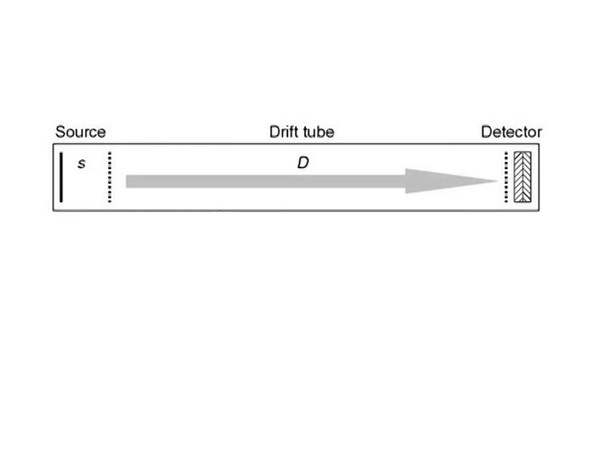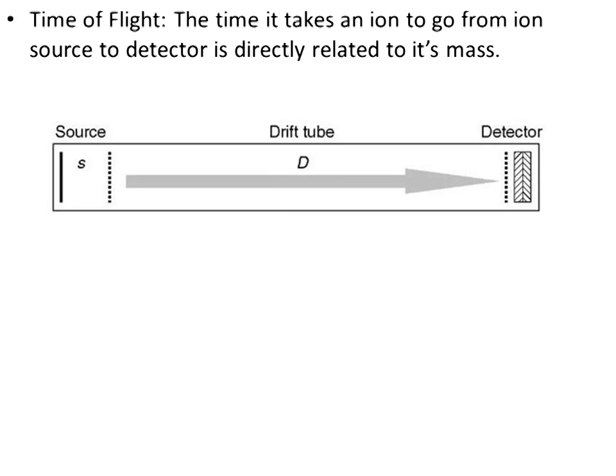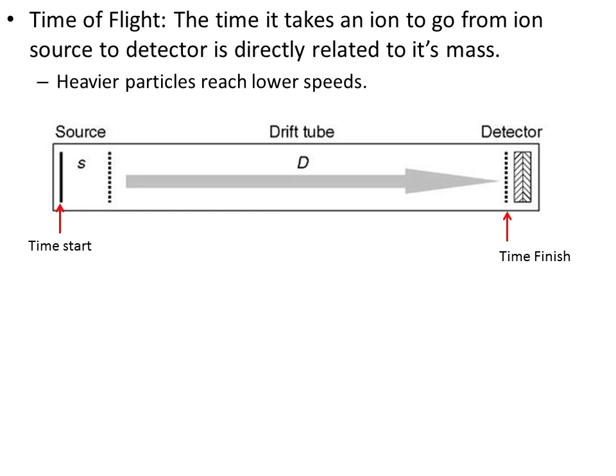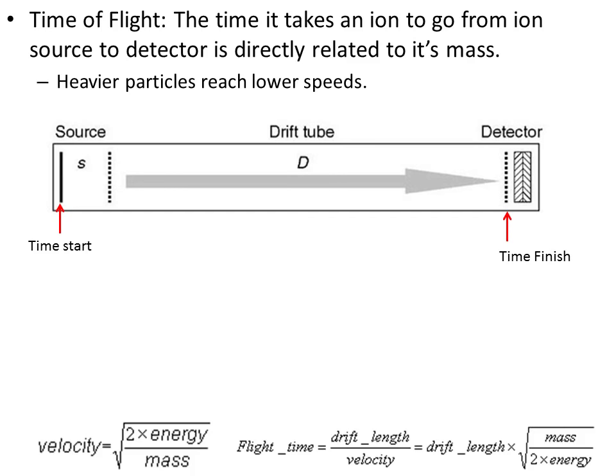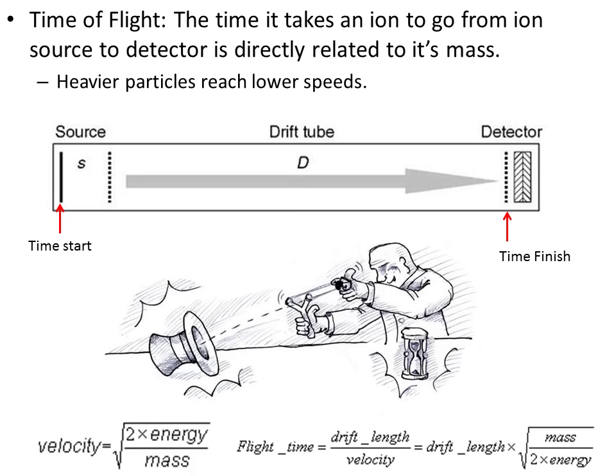Time of flight is the simplest form of mass filter, measuring the time it takes for an ion to travel from one end of a tube to the other end and strike a detector. The laser pulse starts the clock, and an ion striking the detector is the measure of time. The larger the ion, the slower it travels. The mass can then be calculated by inserting the flight time into this equation. Essentially, it's like measuring how long it takes for something to get from slingshot to target.